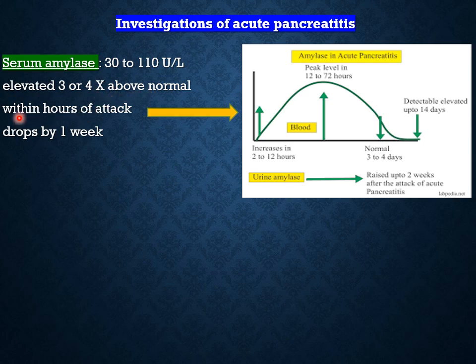And this increase occurs within hours of the attack, and drops by a week, as shown in this graph here. It elevates, goes up very high, peaks within a few hours, 2 to 12 hours, and then slowly drops down. The level comes to normal within 3 to 4 days. And the urine amylase is raised for 2 weeks from the time of the onset of the illness.